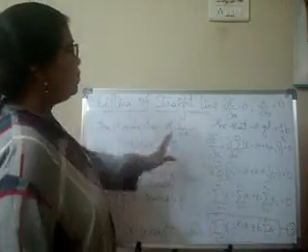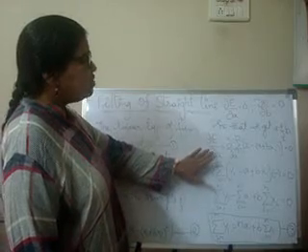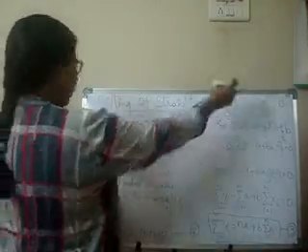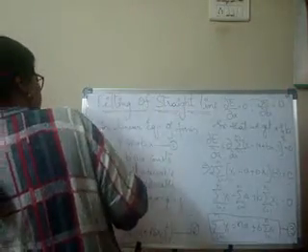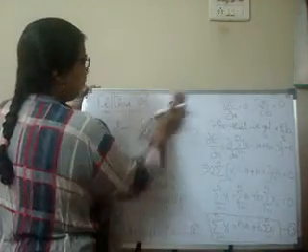So once we have taken partial differentiation with respect to a, we got an equation. Now with respect to b, we will take the partial differentiation. What are we going to get? Let us see.